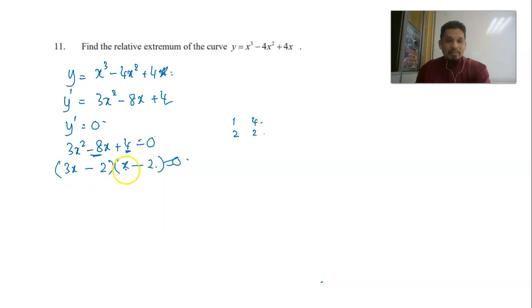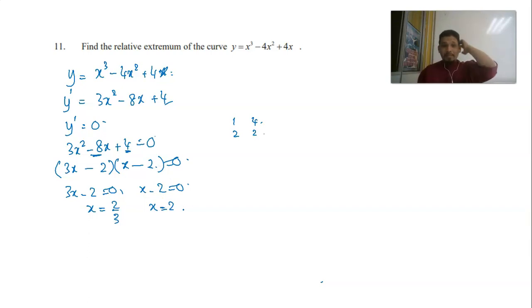So 3x times x, 3x squared. 3x times negative 2, negative 6x. Negative 2 times x, negative 2x, so negative 6x minus 2x, negative 8x. Negative 2 times negative 2 equal to positive 4. That's it. Okay, so now 3x minus 2 equal to 0, then x minus 2 equal to 0, then x equal to 2 over 3, and x equal to 2. So there are two values of x here. Okay, find the relative extremum.